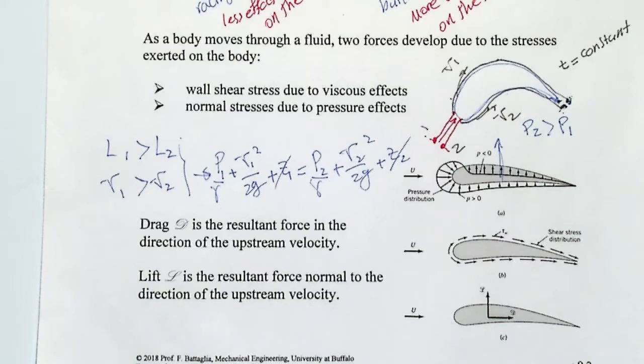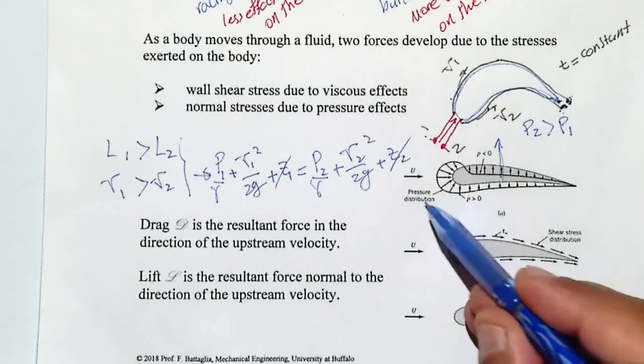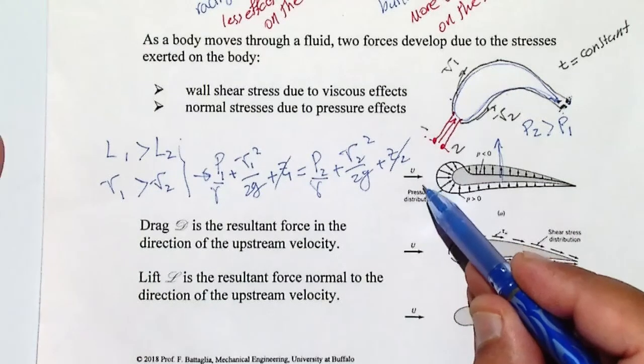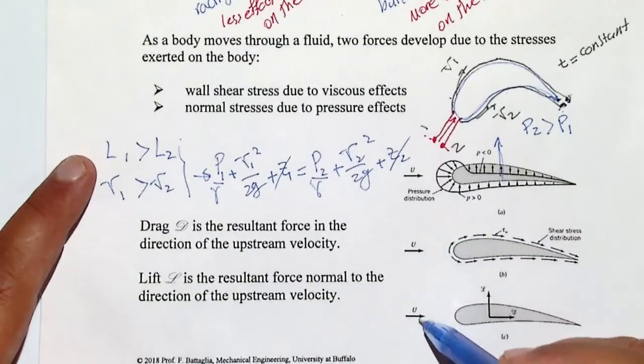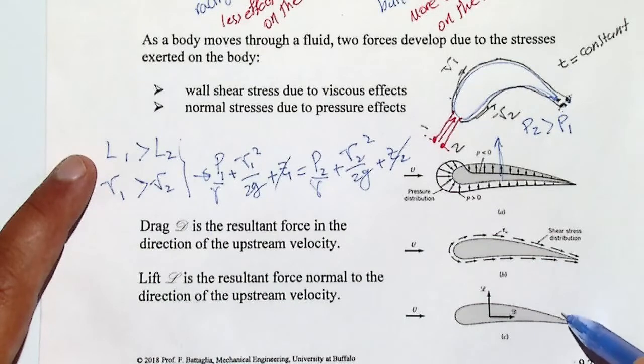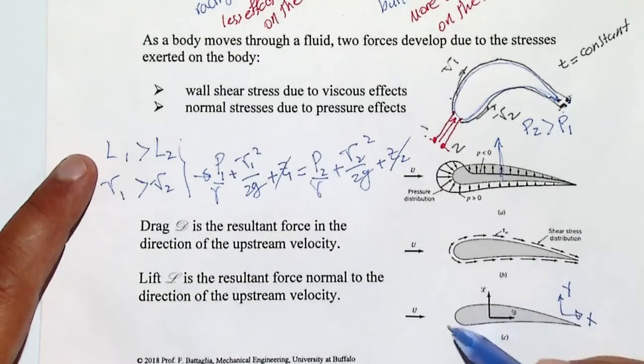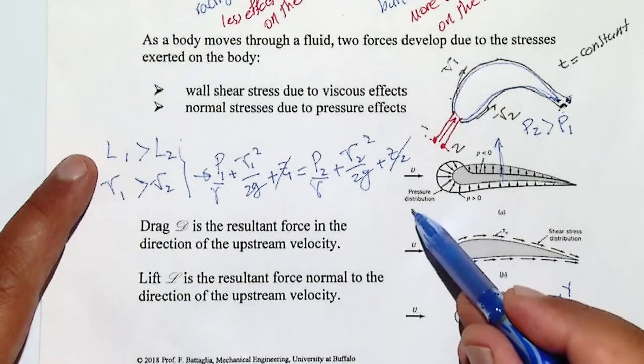But what about the direction? If that's the upstream flow and the velocity is here, most of the time you can assume the direction of u is equal to the direction of x and y, and then the drag is in the direction of the velocity, or upstream velocity. That's the upstream velocity.